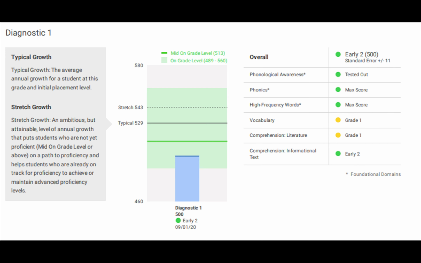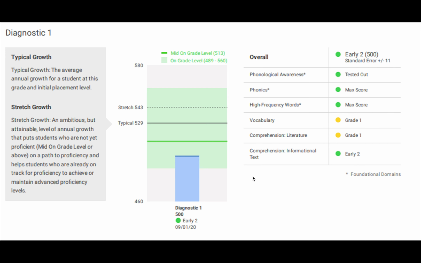And then for vocabulary, that's what words students know. And if they don't know a word, how they're able to use context clues to figure out new word meanings and use those words. And then comprehension of literature is understanding things like stories and fiction and narratives. And then comprehension of informational text like reports and other books.